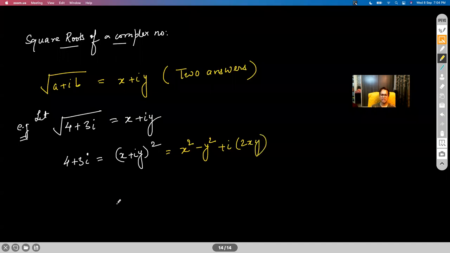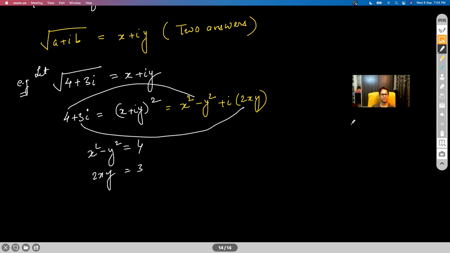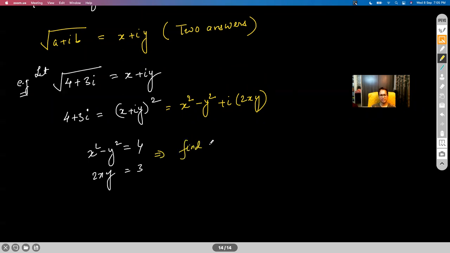Now here you are comparing these two complex numbers. When you compare two complex numbers, remember the very first thing that we did today: their real parts will be equal and their imaginary parts will be equal. So you can say 4 is x square minus y square and 3 is 2xy. Now from here, I have to find my x and y. How to find my x and y?